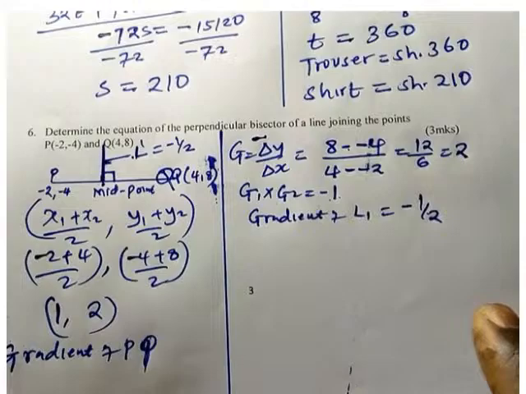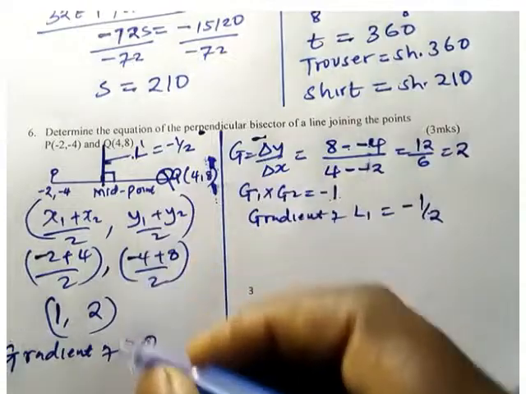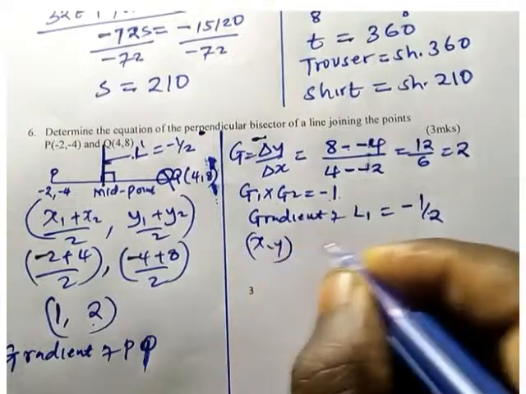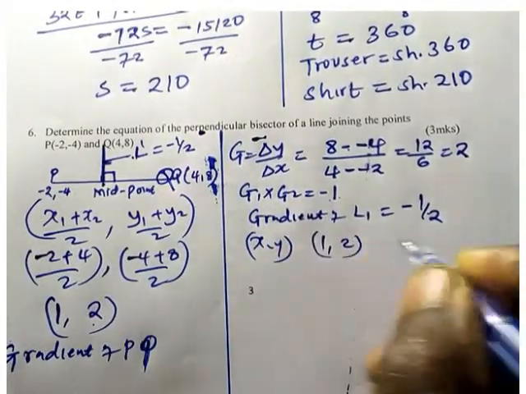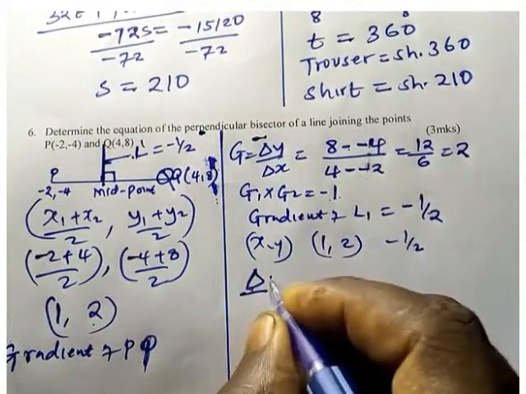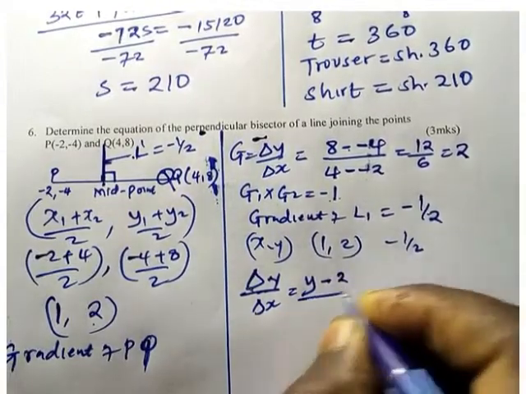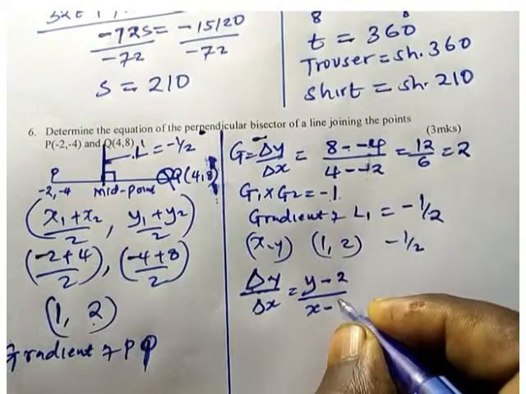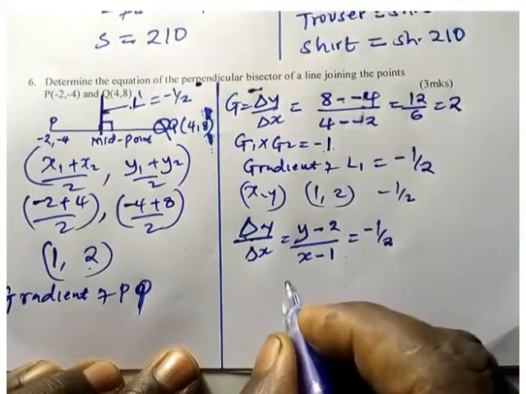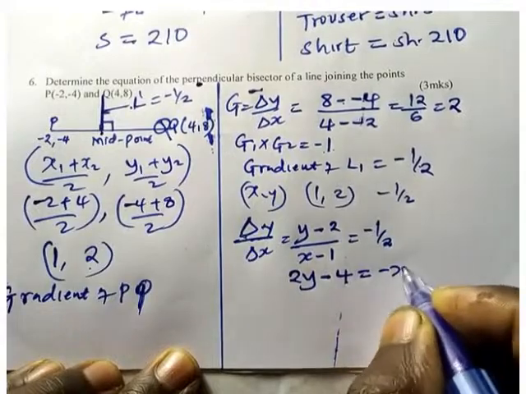Right? Now we were told to find the equation. So for the equation, we will take the midpoint, (1, 2), and the gradient, negative a half. The gradient is equal to change in y over change in x, that is (y minus 2) over (x minus 1) is equal to negative a half. So cross multiply, this is going to be 2y minus 4 is equal to negative x plus 1.